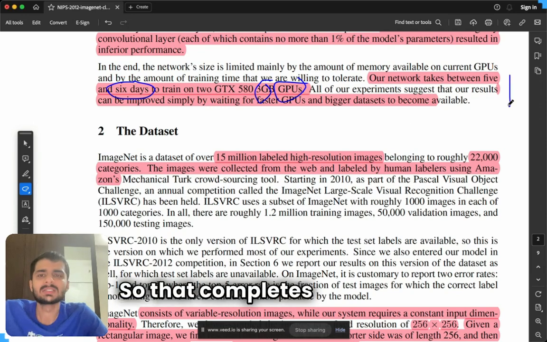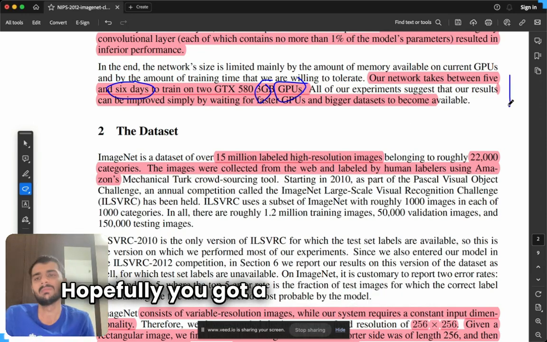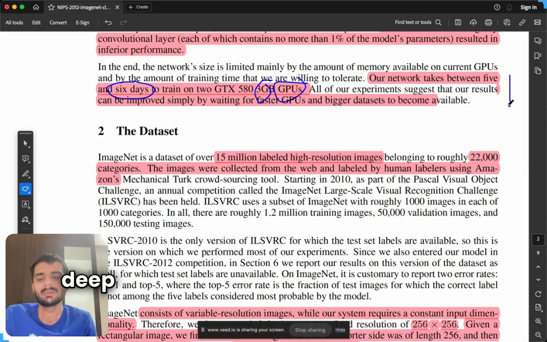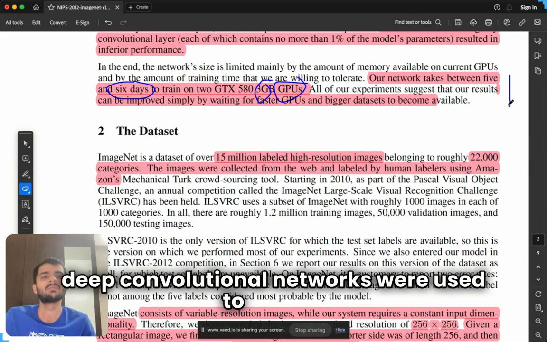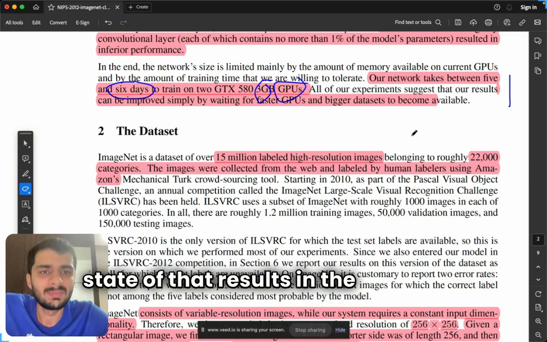Yeah, so that completes our paper. Hopefully, you got a nice idea about how deep convolutional networks were used to get the state of the art results in the ImageNet challenge.